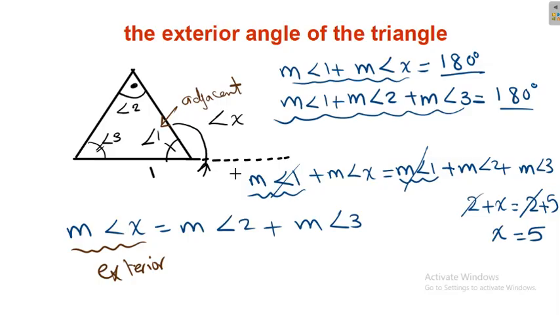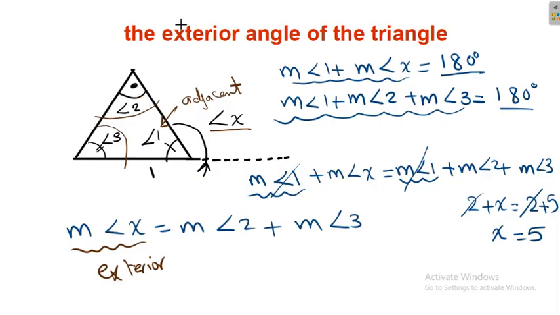So the theorem now is: any exterior angle of any triangle equals the summation of the two interior angles not adjacent to it. So angle x here is equal to the measure of the two angles far away from it. We take into consideration the two far angles, whatever their names. We take the two angles that are not adjacent to it.